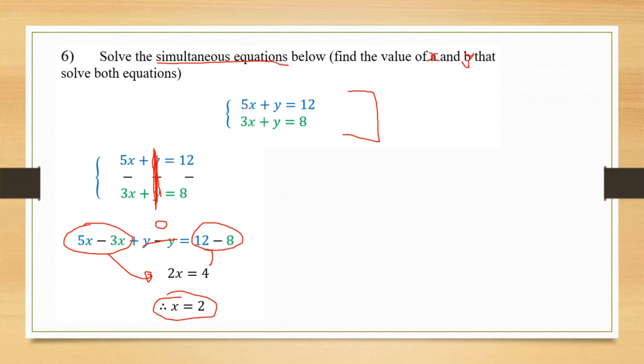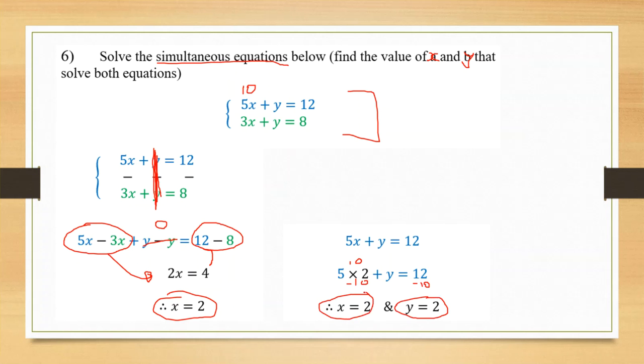So if x was 2, we'd get 10 here. 5 times 2 is 10. 10 plus something equals 12, so y equals 2. So this part's 10. Take 10 from both sides. 12 take away 10 is 2. So x is 2, y is 2. So 10 plus 2 equals 12. 3 2s are 6. So 6 plus 2 equals 8. So again, we know it's right.